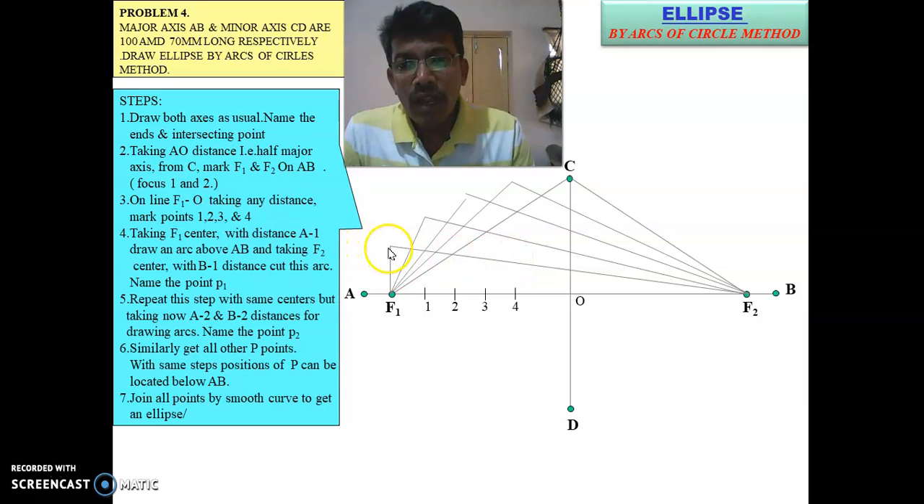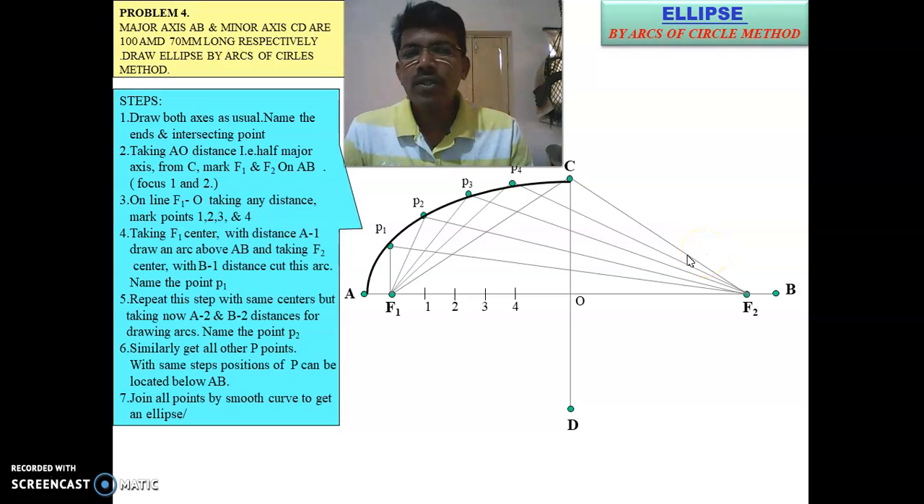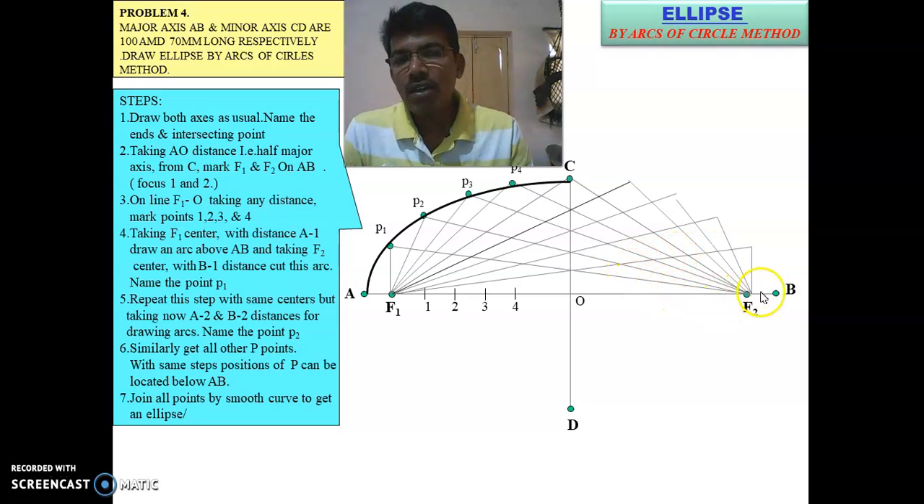So now I got the points of intersection of these arcs 1, 2, 3, 4. Simply I'll mark these points. Okay, so now P1, P2, P3, P4. In the same manner, I have to construct on the opposite side also. So now see here, I'll construct all these points.